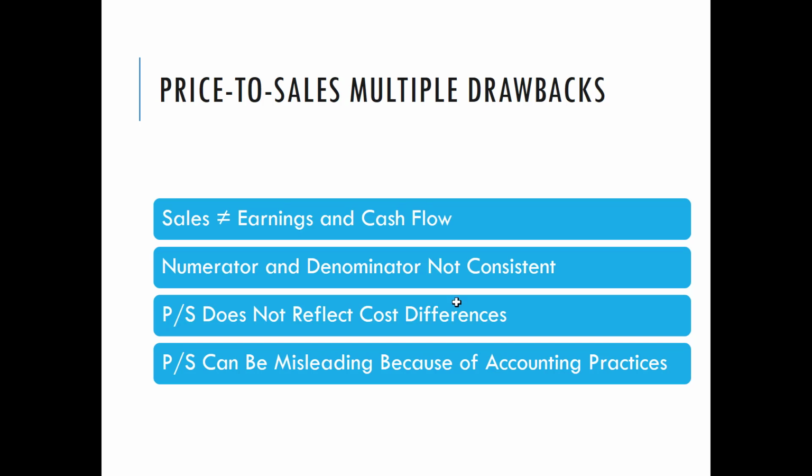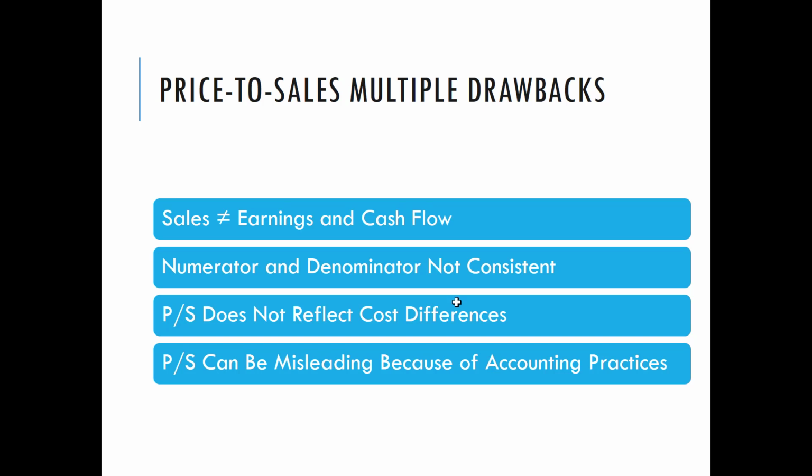The problem when we're looking at price to sales is that it is a pretty bad metric or a multiple because one, sales does not tell me about profits, in the sense that I don't know how much we're going to be getting in the end because it basically does not reflect any of the cost differences.